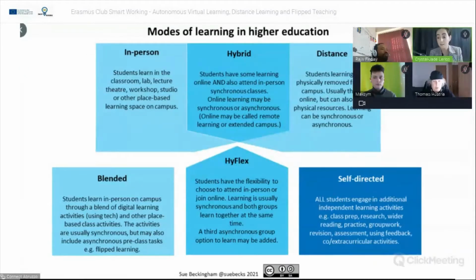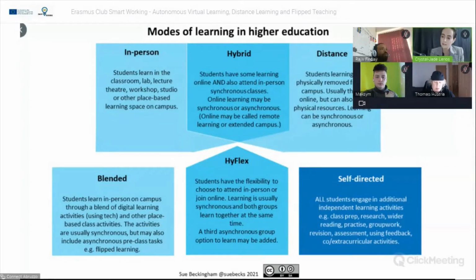I'm going to go quickly to distance. Students' learning is physically removed from a campus. Usually this is online, but can also include physical resources, and learning can be synchronous or asynchronous, meaning it will happen at the same time, live, or it won't be live and someone can go back and watch it whenever they need to. Now, if you think back, before the internet was so widely used, distance learning also existed back then, and included things like emailing and even letters, hard copy materials. But we've moved on to a new era. So that model had to also adjust to the needs of today.